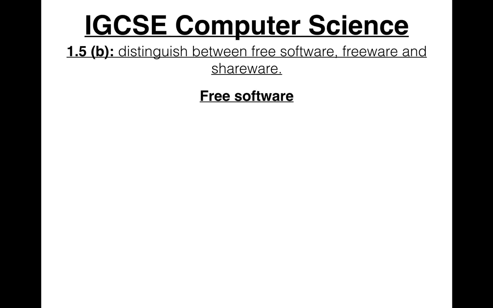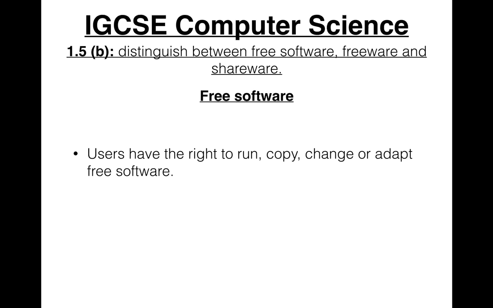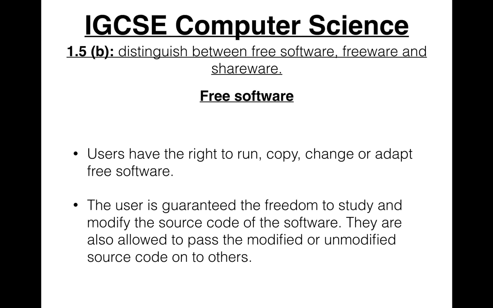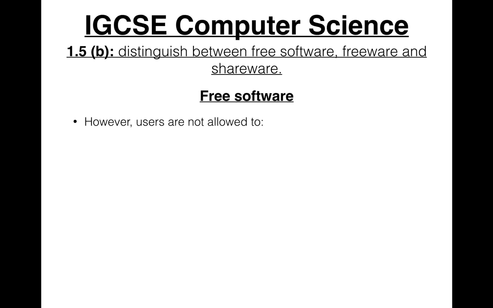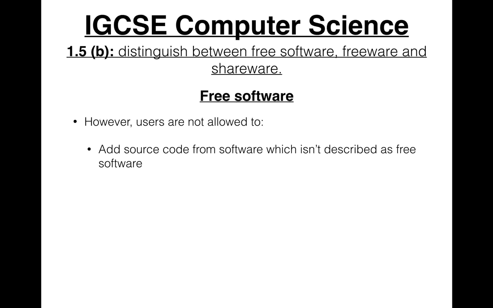Let's just get started. In free software, users have the right to run, copy, change, or adapt it. The user is guaranteed the freedom to study and modify the source code of the software, and they are also allowed to pass modified or unmodified source code on to others, and of course use source code in their own programs as well. But users aren't allowed to add source code from software which isn't described as free software.